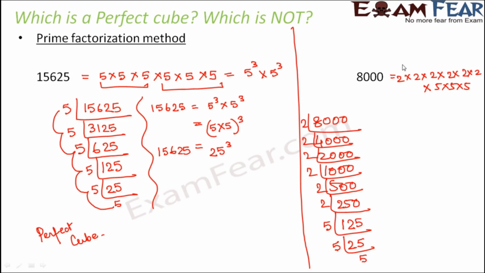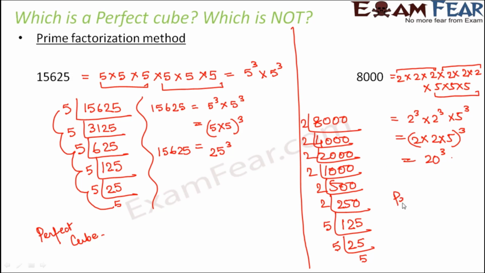Again, let's divide it into groups of 3. So 3 twos together, again 3 twos together, and 3 fives together. Whenever we divide it into groups of 3, we need to make sure that each group contains the same number. Like 2 into 2 into 5 cannot be one group. One group means the same number multiplied 3 times. So this can be written as 2 cube into 2 cube into 5 cube. This in turn can be written as 2 into 2 into 5 whole cube. 2 twos are 4, 4 fives are 20. So this is 20 cube. So 8000 can be written as 20 cube, which proves that 8000 is also a perfect cube.